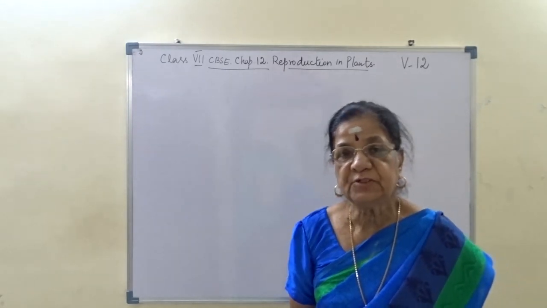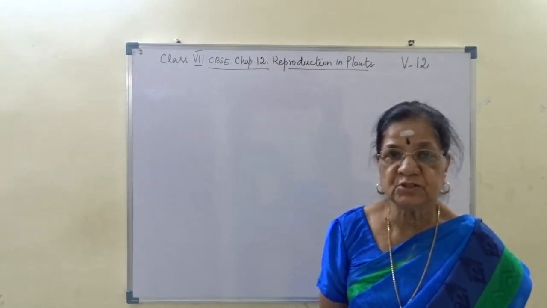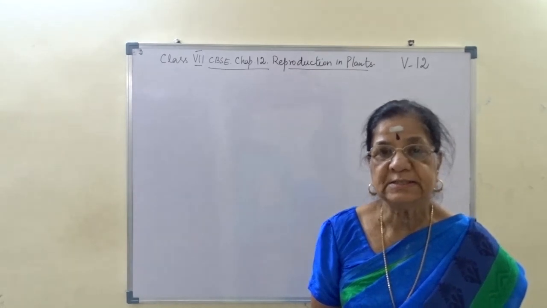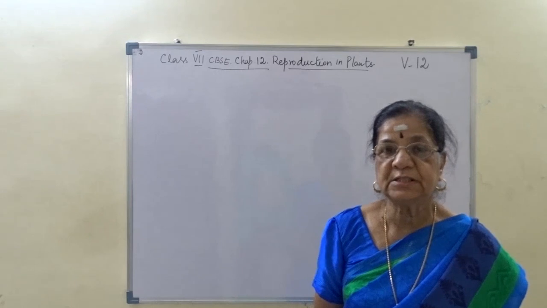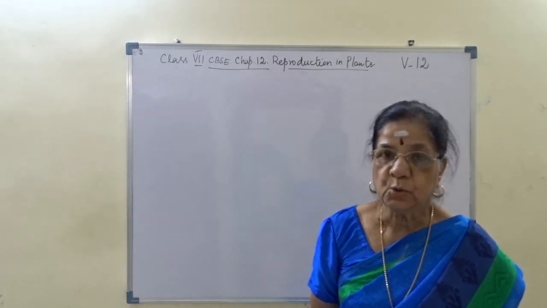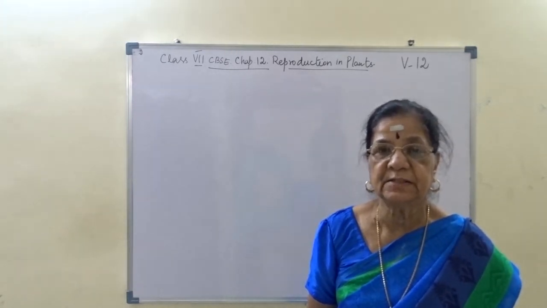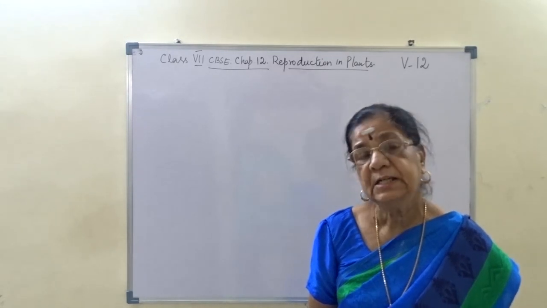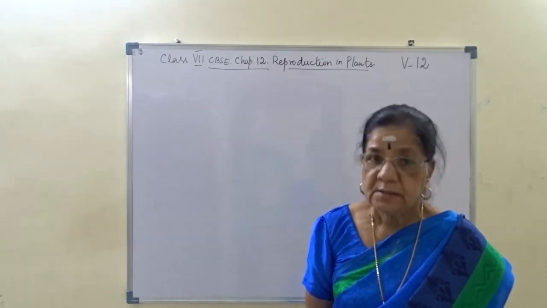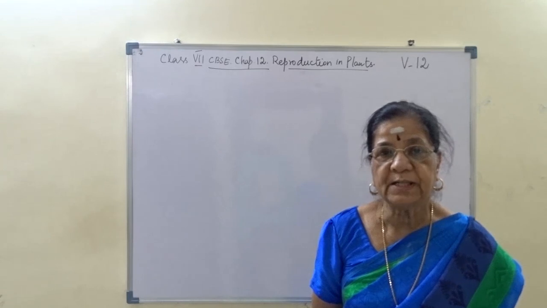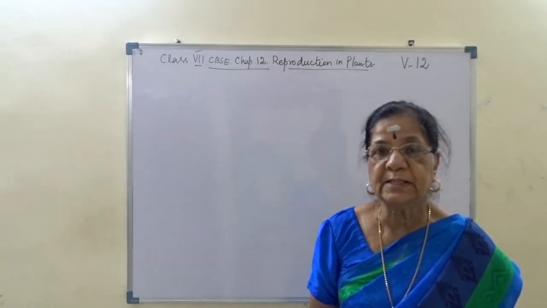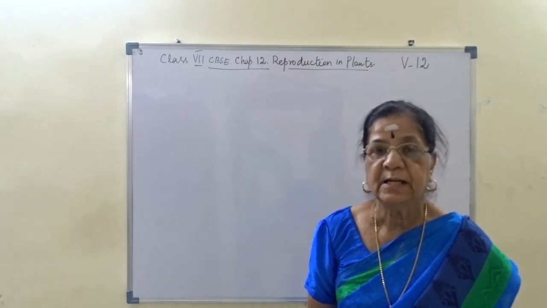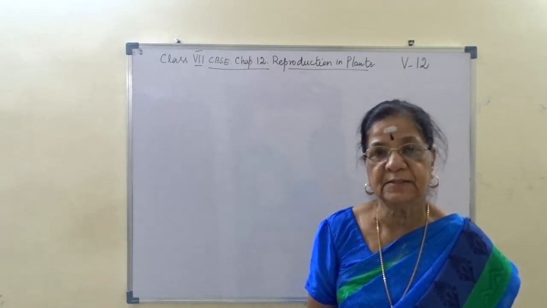Now what's the difference between the two? We said asexual reproduction, only a single parent is involved. There is no formation of gametes and no variation will occur. In the same way, sexual reproduction involves two parents, male and female. There is formation of male and female gametes and variation will occur.